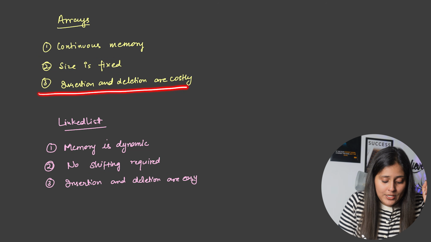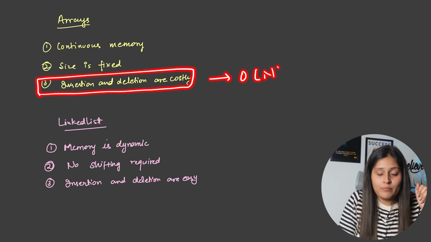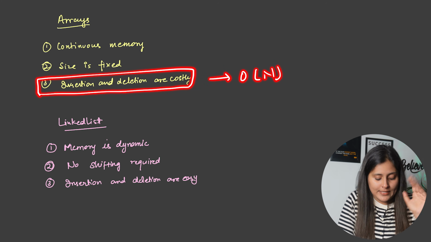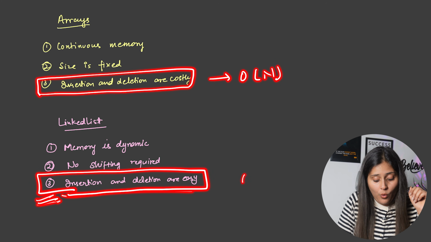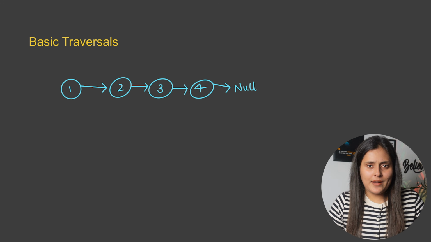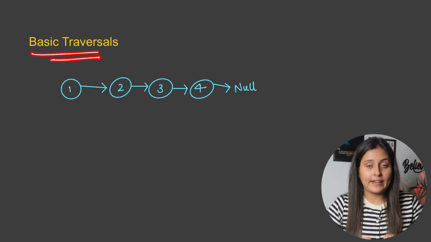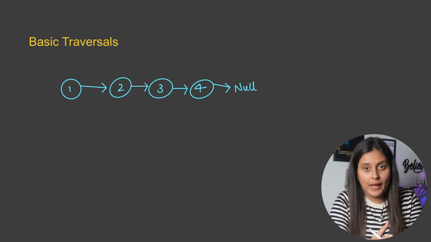Third pointer is insertion and deletion is costly. You just saw O of n time complexity it takes to insert and delete. But in case of linked list, insertion and deletion takes only O of 1 time complexity, and hence linked list is far better option. The very first pattern is basic traversals in linked list, and if you know this, then you can move forward for the another pattern.